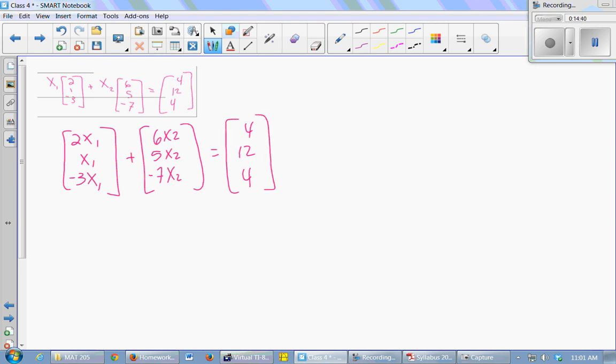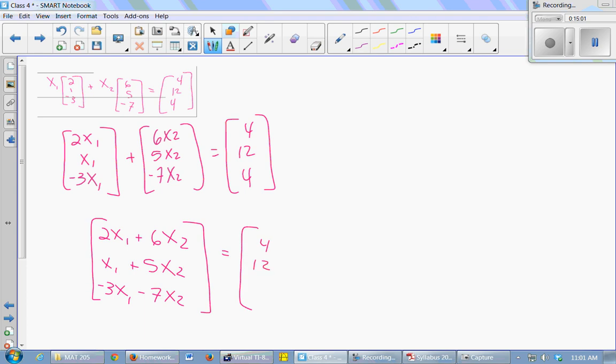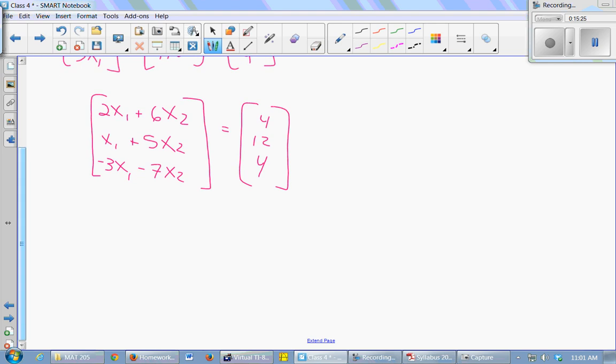And then when you add two vectors, you add them component-wise, right? So I get 2x1 plus 6x2, and x1 plus 5x2, and -3x1 minus 7x2. And that has to equal the vector (4, 12, 4). And for two vectors to be equal, what has to be true? It's not a trick question. For two vectors to be exactly the same, all their entries have to be the same. So in order for these two vectors to be equal, their entries have to be equal.